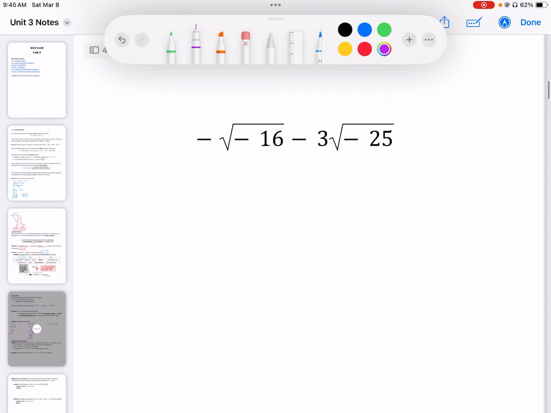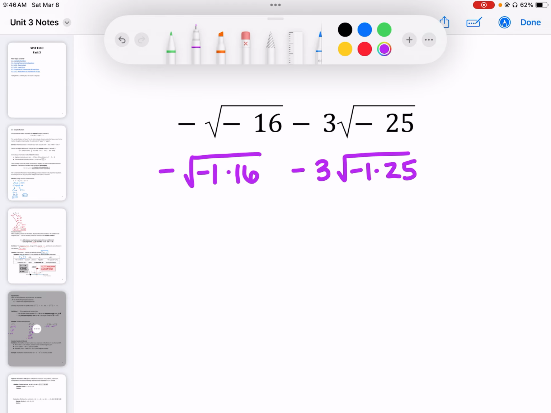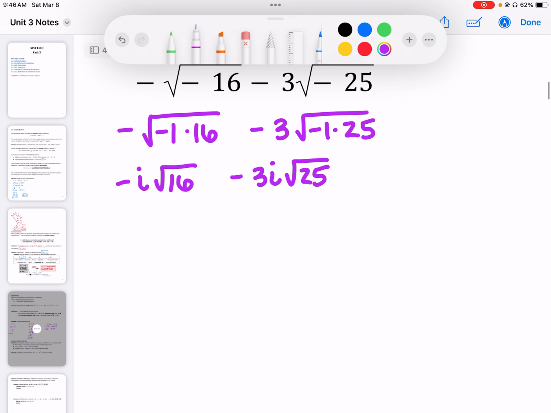All right. Looking slightly more complicated, but we can still do that. Let's see. We have a negative square root. Let's do negative 1 times 16 minus 3 square root negative 1 times 25. We're going to have a negative i root 16 minus 3i root 25. Now, again, theoretically, there are always two solutions to a positive root, but the principal root is always the positive one.